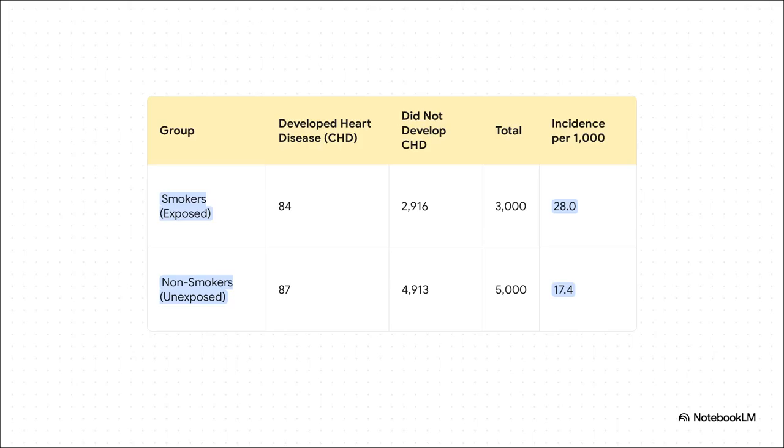Okay, let's make this real with an example. Here's some data from a hypothetical study looking at smoking and heart disease. So researchers followed 3,000 smokers and 5,000 non-smokers. At the end of it all, they just tally up the results. For the smokers, you see 84 out of 3,000 got heart disease. That gives them an incidence or risk of 28 per 1,000 people. For the non-smokers, it was 87 out of 5,000, which works out to an incidence of 17.4 per 1,000.